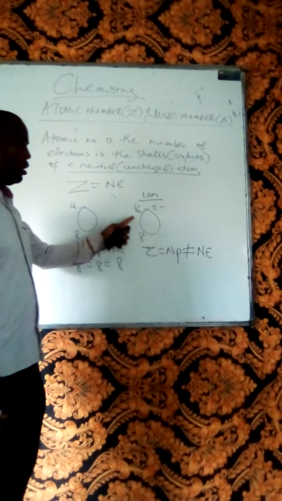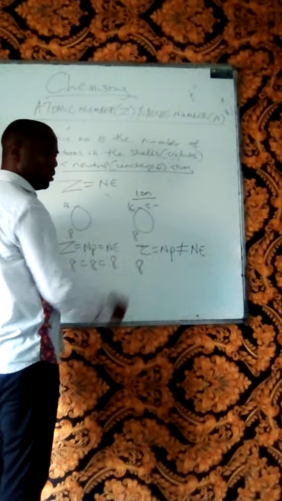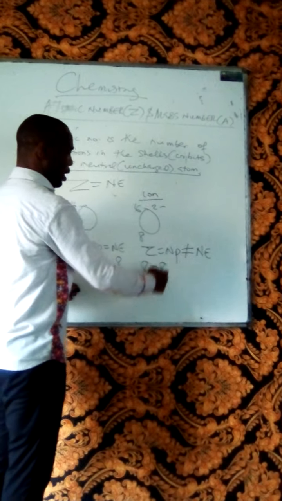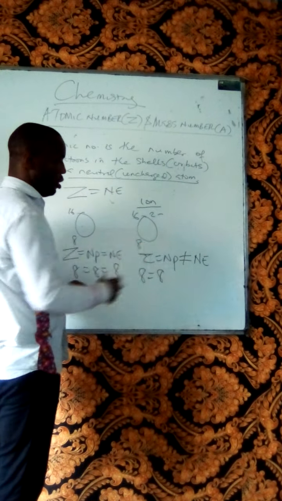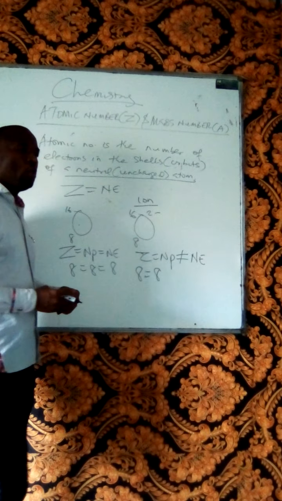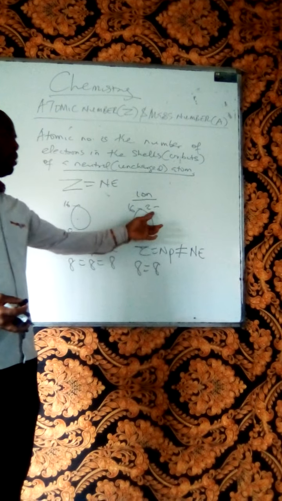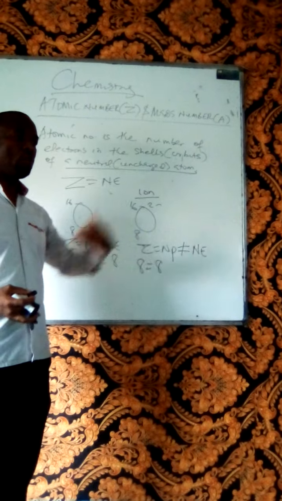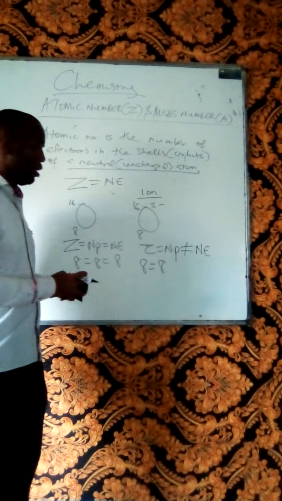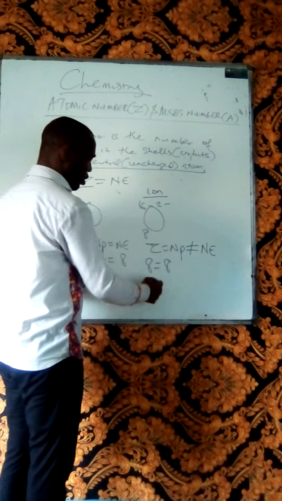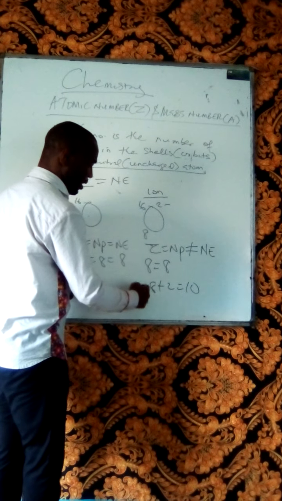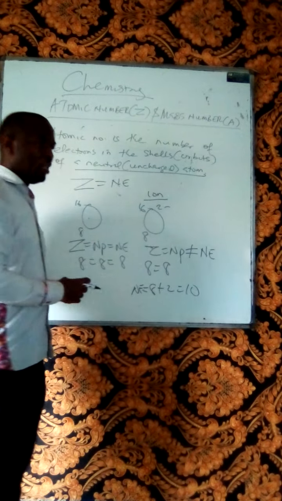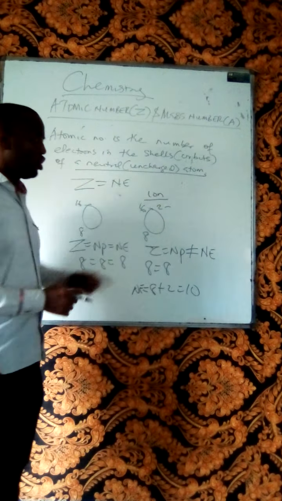So in this situation, the atomic number is 8, protons 8, but electrons are not 8. Electrons now are 10 because it has gained 2 electrons. So when an atom has a negative charge, it implies that it has gained electrons. I now have 10 electrons. So this gives you 8 plus 2. The electrons for this particle is now 10. Negative charge.